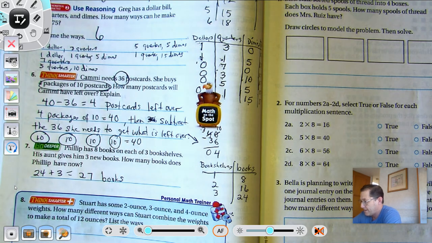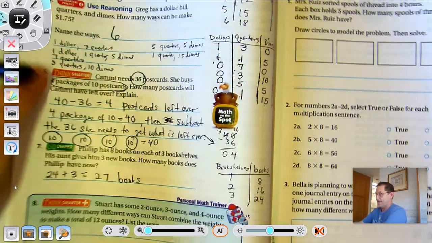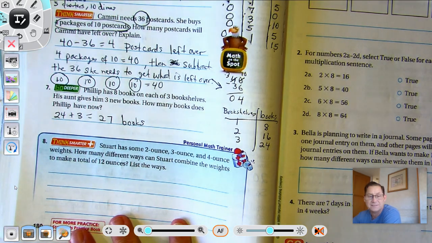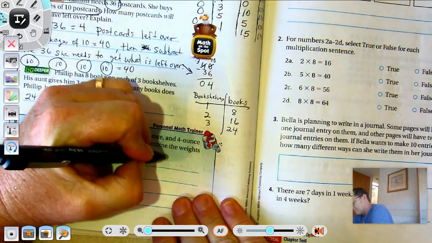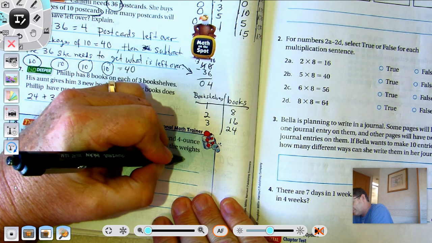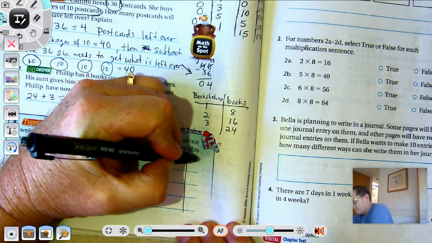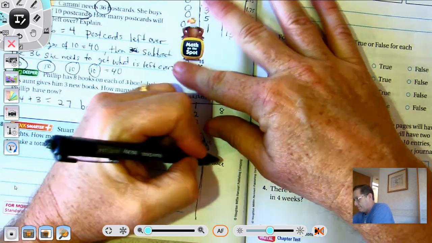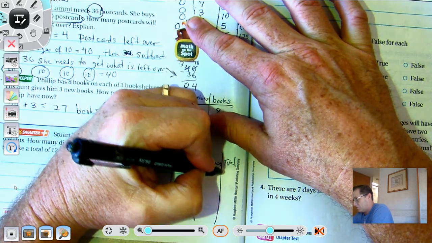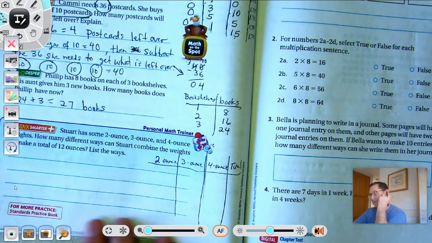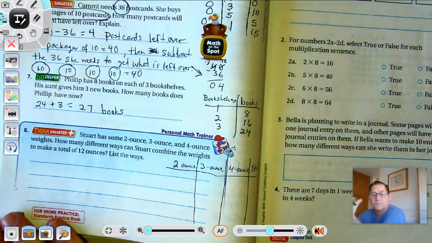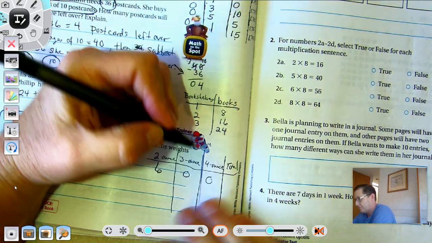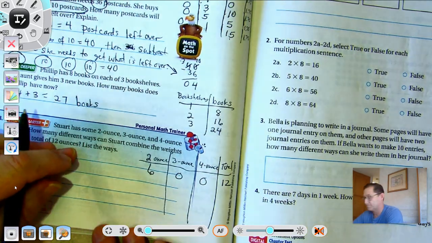Stuart has 2-ounce, 3-ounce, and 4-ounce weights. How many different ways can Stuart combine the weights to make a total of 12 ounces? List the ways. Well, okay, so 2-ounce, 3-ounce, 4-ounce, and the total has to be 12. All right, so an obvious one to me would be 6 times 2. So 6 2-ounces, 0 3s, 0 4s would give me 12 ounces.